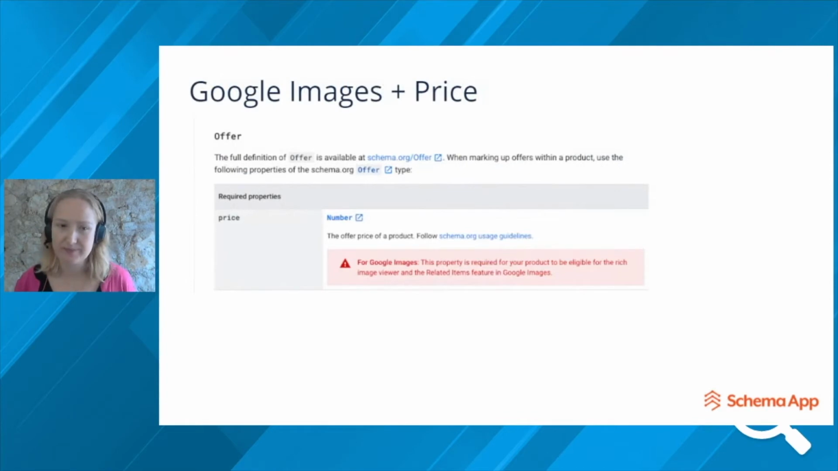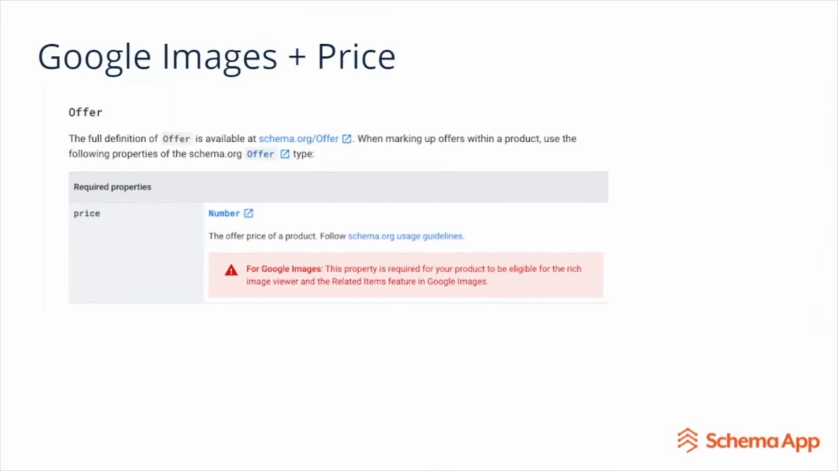There's also been some subtle updates, and I like this because it allows us to see that structured data isn't just used by one team within Google, but a much broader team. This is an excerpt off of the product documentation, and you can see beside price, there's this new little red box, and it says for Google Images. Okay, so hold on, Google Images and shopping, yes. This is a great, very nuanced update that says make sure the price is there so that you are eligible for the rich image viewer.